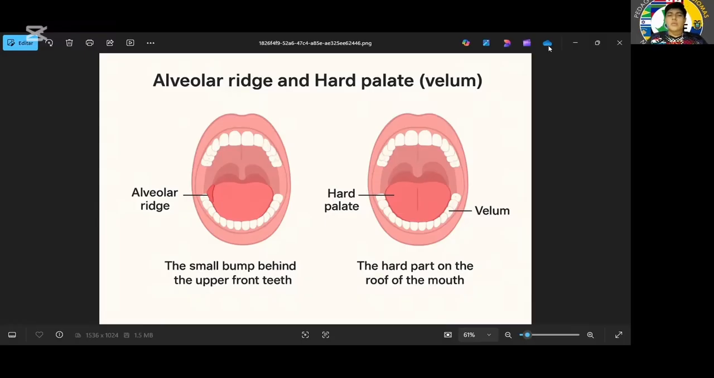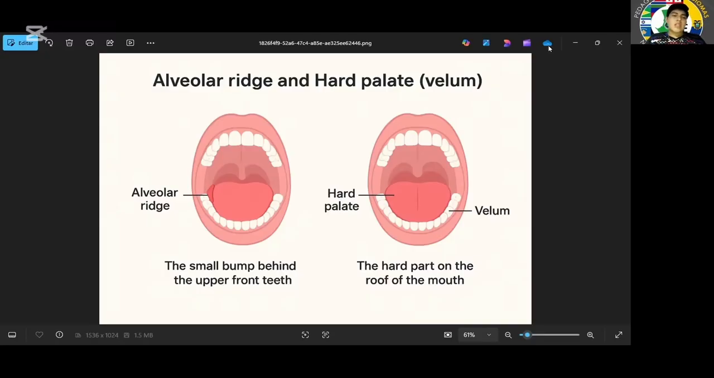Today I am going to talk about the important parts of the mouth used to pronounce English: the alveolar ridge and the hard palate, also called the palate. The alveolar ridge is the bumpy area behind your upper front teeth, and the tongue touches this area to make sounds like T, D, and N. For example, in "dog" or "stem."